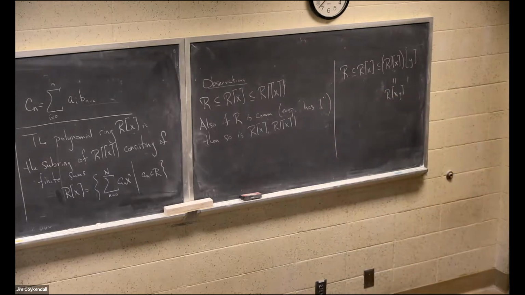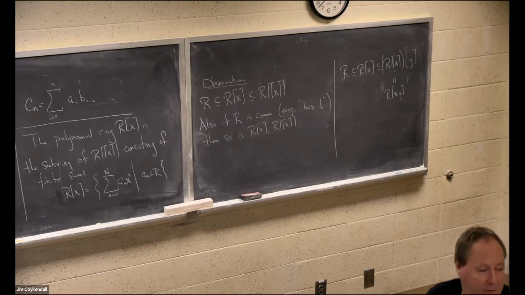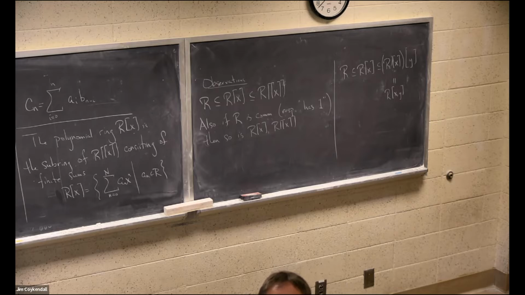And so you can keep going, and you can do any number of variables you want. Or you can actually do even uncountable. Here's the thing: you could have a polynomial ring over a field in uncountably many variables. Maybe you index the variables, there's one variable for each positive real number.